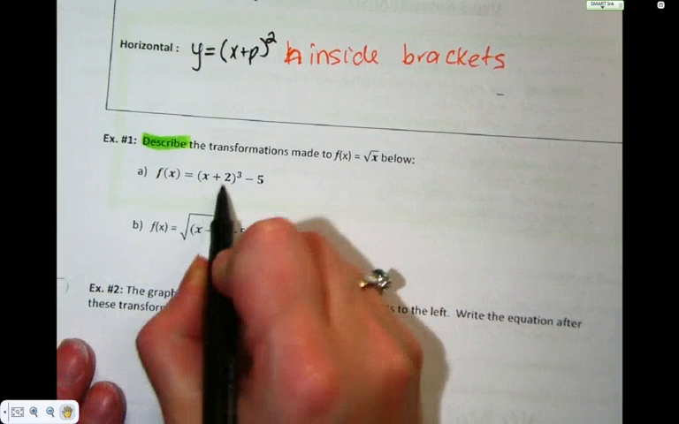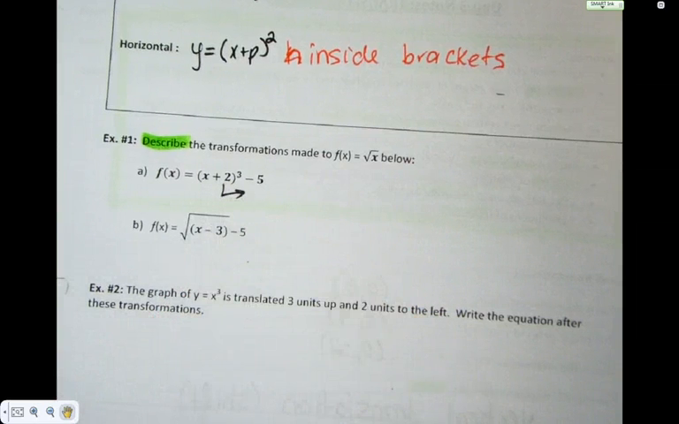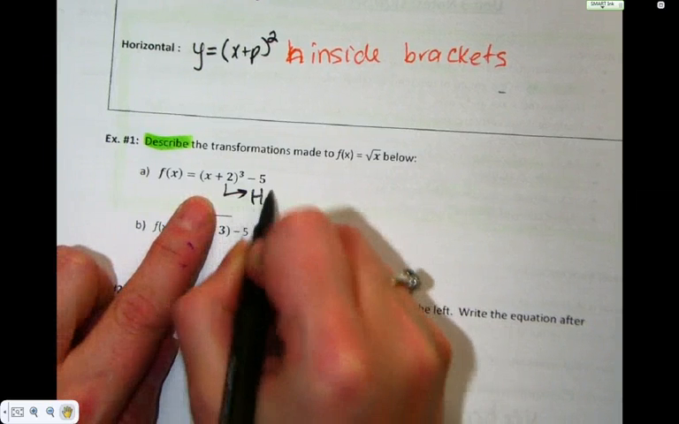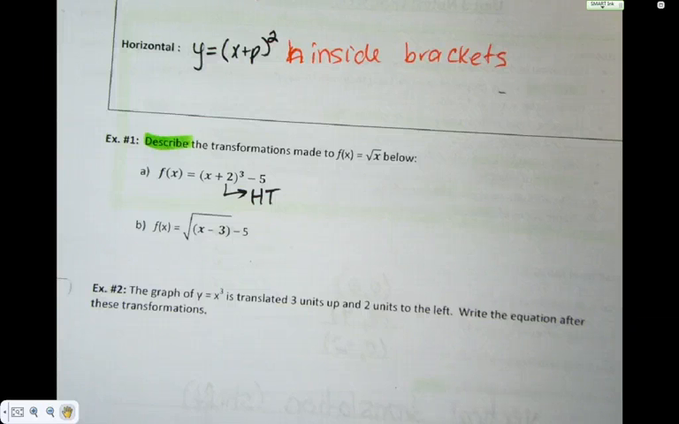So I'm going to go to the 2 first. Is it inside brackets or outside brackets? Inside. So that means it is a horizontal translation. Look at that. How did I name it? With 2 letters, that's it. What's an HT? Horizontal translation. We're even too lazy to write out the whole word. HT tells us enough: it's a horizontal translation.